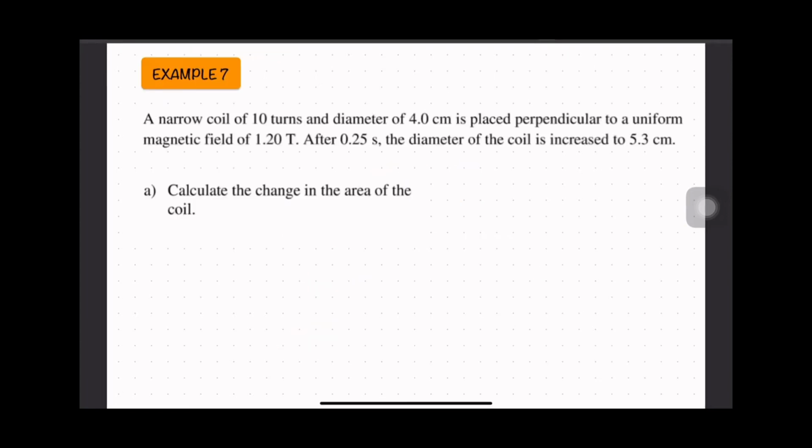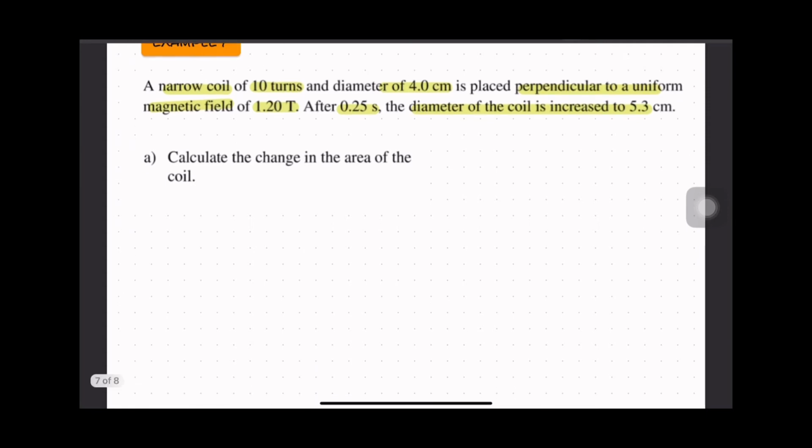Example 7. A narrow coil of 10 turns and diameter of 4 cm is placed perpendicular to a uniform magnetic field of 1.2 Tesla. After 0.25 second, the diameter of the coil increased to 5.3 cm. Calculate the change in the area of the coil.